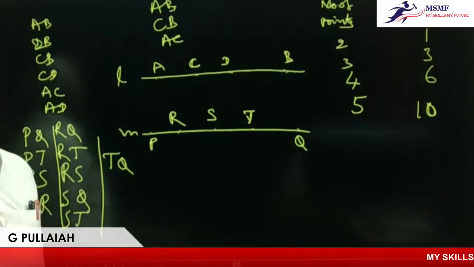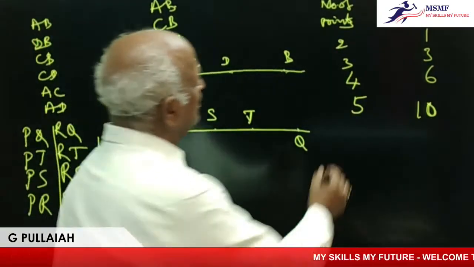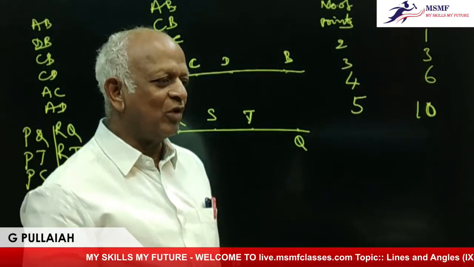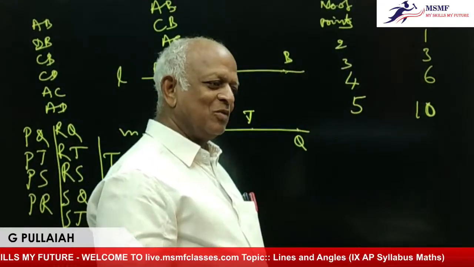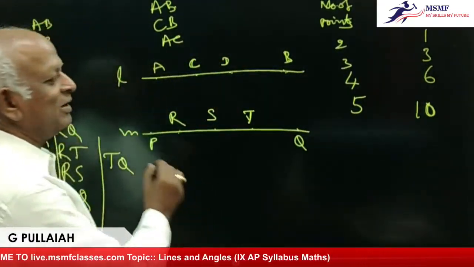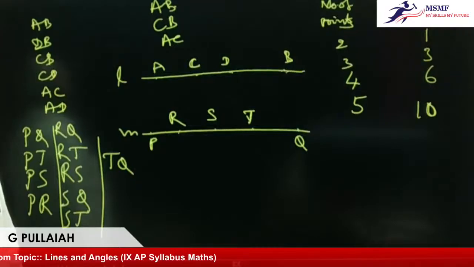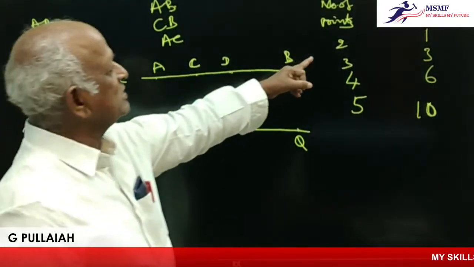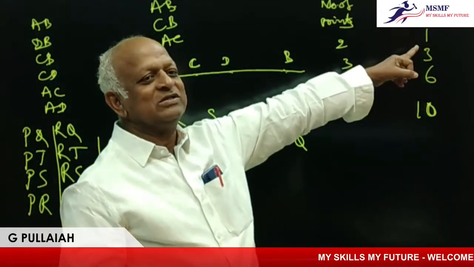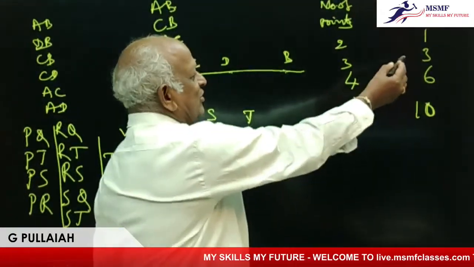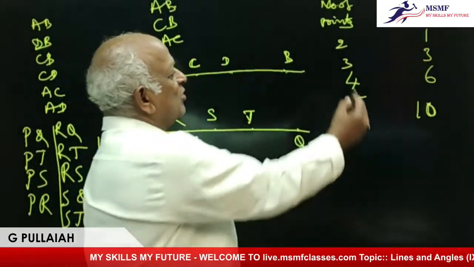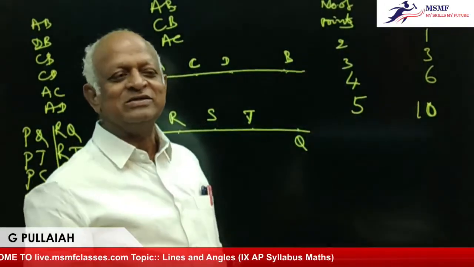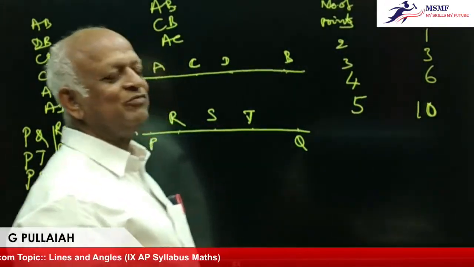Now observe the relationship between the number of points and the number of line segments. I hope you are following. This is the most important concept, and the most important question for competitive exams. On a line, if 2 points are there, we get only 1 line segment. If 3 points, 3 line segments. If 4 points, 6 line segments. If 5 points, 10 line segments. Observe the sequence very carefully.